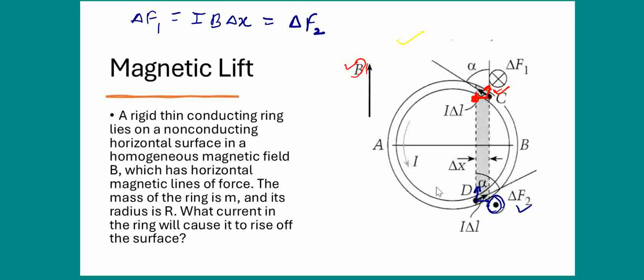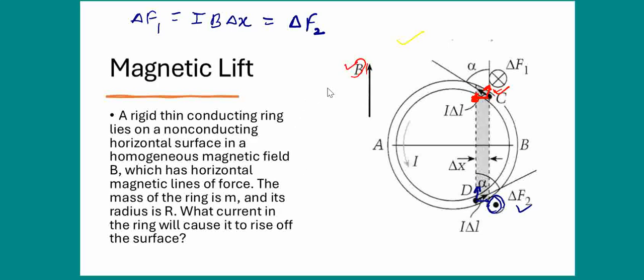So we have described the forces acting on two symmetric elements of the ring, and these forces are equal in magnitude and opposite in direction, so they form a force couple, and that produces a torque relative to the axis AB. These two forces are bound to create a torque about the axis AB.